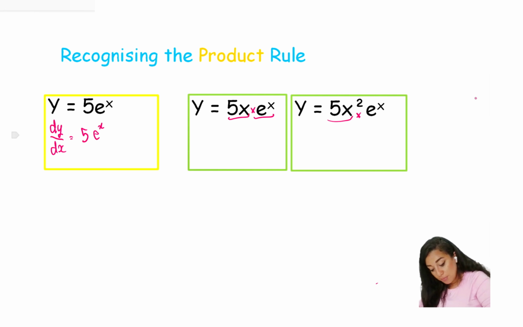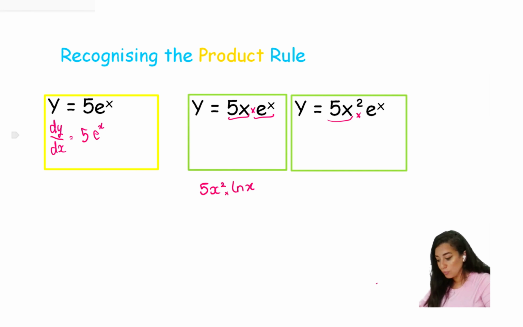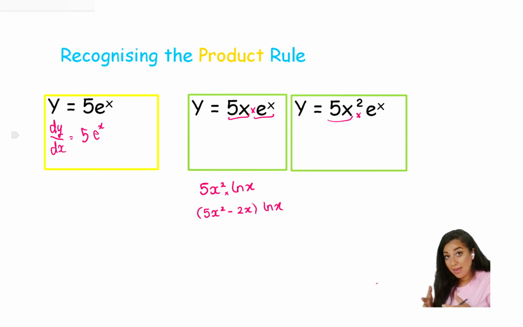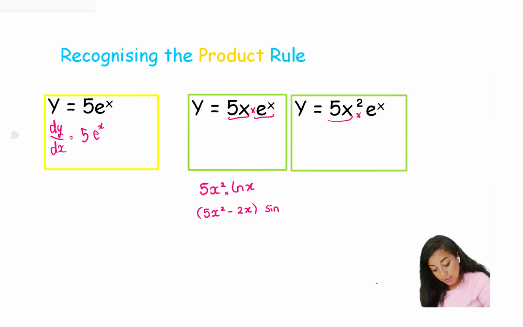So if I had, for example, 5x squared times ln x, they're multiplied by each other. It's a product rule. I can also have something like this, 5x squared minus 2x. On its own, it's fine. I can differentiate it. But the second they put anything in like ln x, you can't get rid of these other x's. It's a product rule question. Or if they multiply it by anything like sine x, for example, these two are multiplied by each other. It's a product rule.